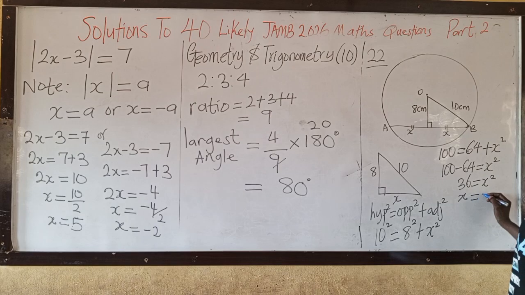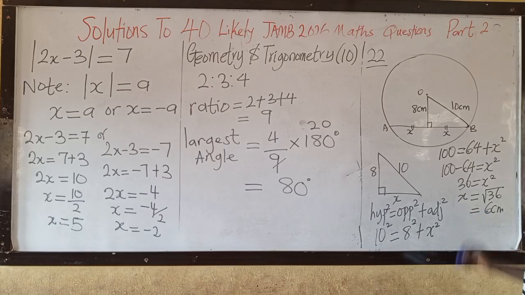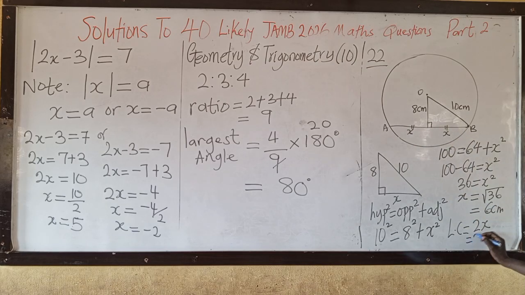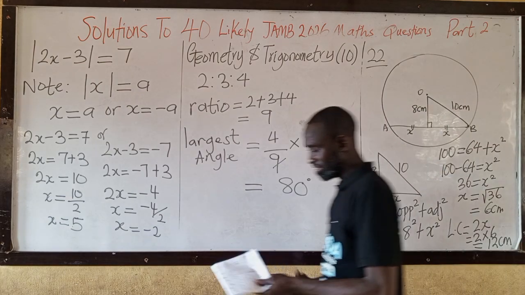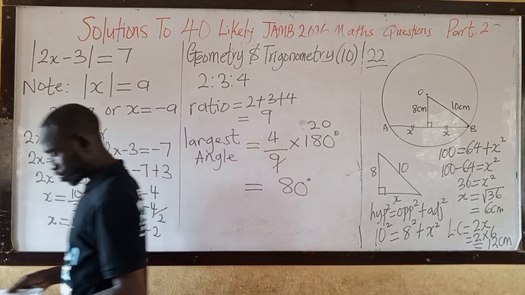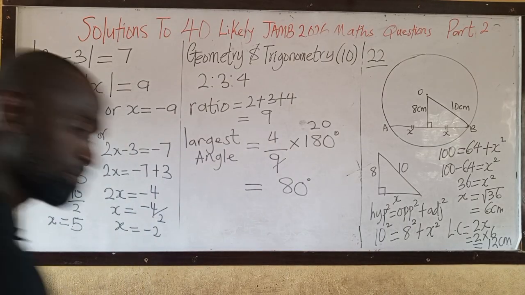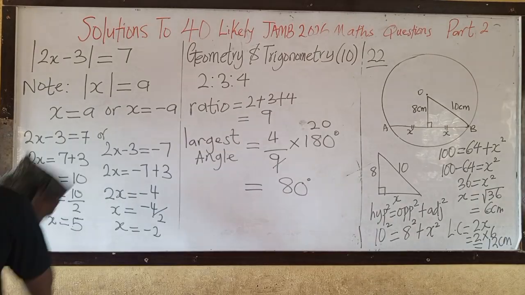Ordinarily x will be equal to the root of 36, and that will be 6 cm. Our x is 6 cm. So what's the length of the chord? The length of the chord will be equal to 2x, that is x plus x. That will be 2 times 6, which gives us 12 cm. That's the length of the chord. That's question number 22, and let's go to question number 23. I hope this is clear.